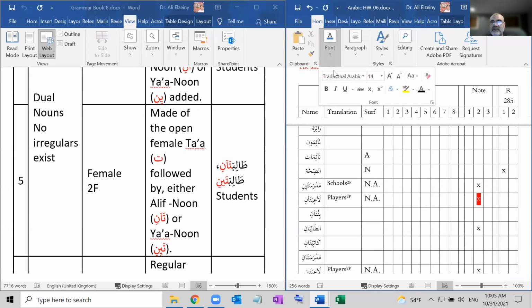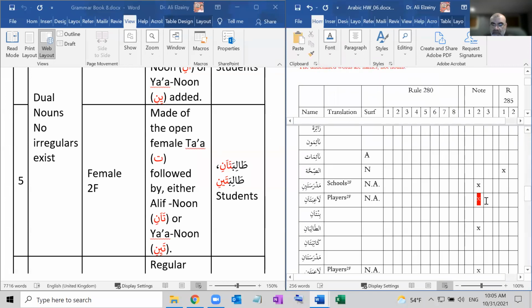I don't know why it's coming to be red. Strange. Somehow.